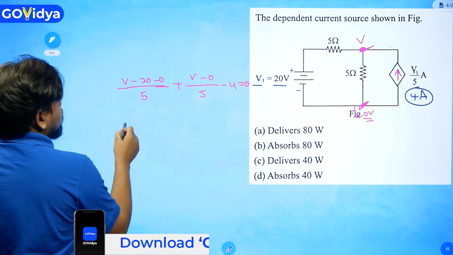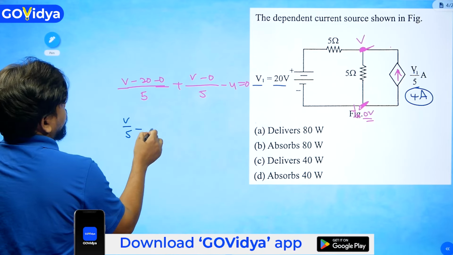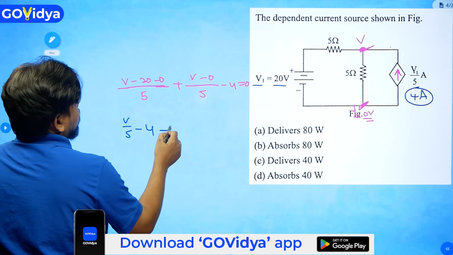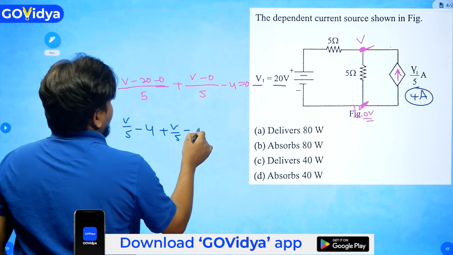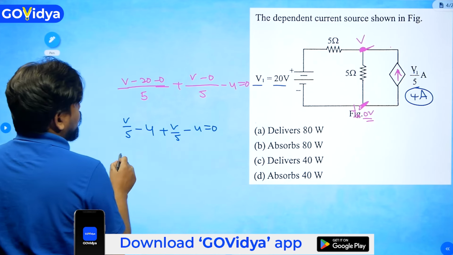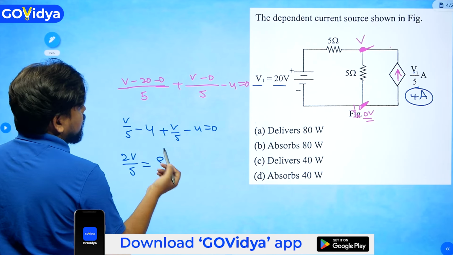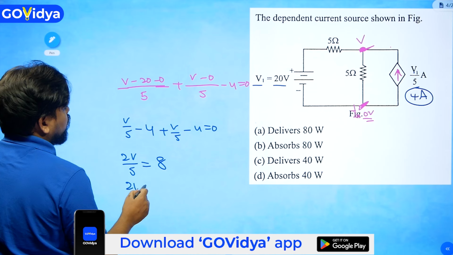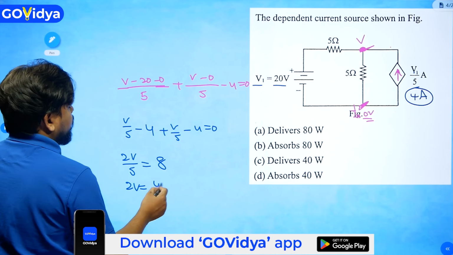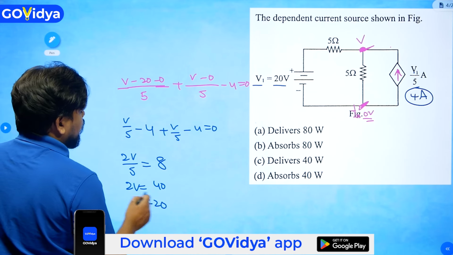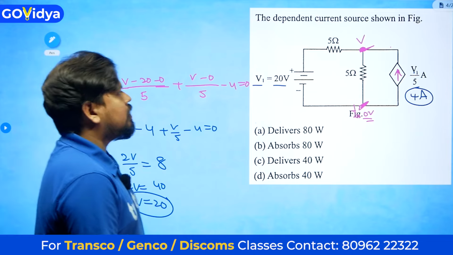We need to simplify this: V by 5 minus 4 plus V by 5 minus 4 equals 0. So 2V divided by 5 equals 4 plus 4, which is 8. It goes to the other side, so 2V equals 40, V equals 20. So we got 20 volts directly.